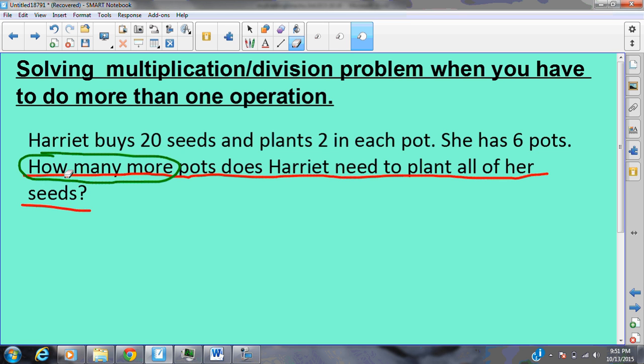So we're being asked to tell how many more, or the difference in pots, that Harriet needs to plant all of her seeds. What do we know? We know that she has 20 seeds. That's one thing. What else do we know? That she plants 2 in each pot. And look, we know she has 6 pots. Now, do I want to make 6? I can.